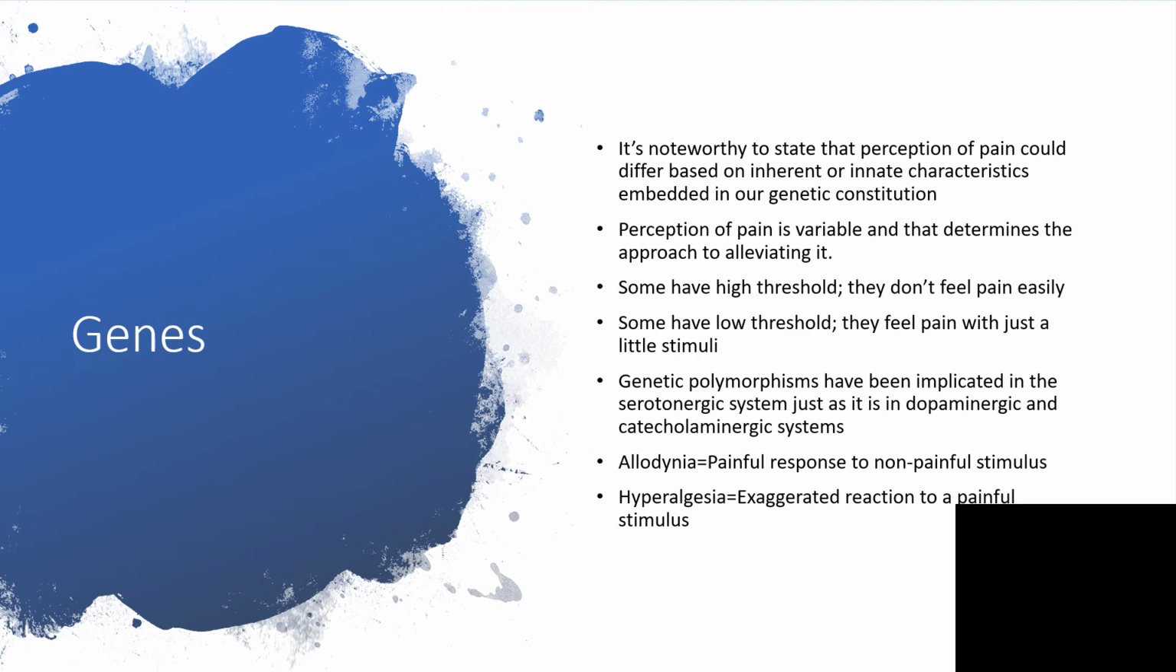Some have high thresholds, that is, they don't feel pain easily. Some have low thresholds, that is, they feel pain with just a little stimulus. Genetic polymorphisms have been implicated in the serotonergic system, just as in dopaminergic and catecholaminergic systems. Allodynia, which is a painful response to a non-painful stimulus, and hyperalgesia, which is an exaggerated reaction to a painful stimulus, are examples.